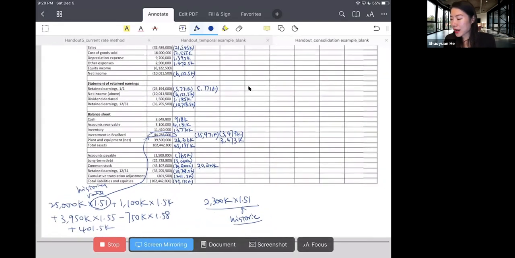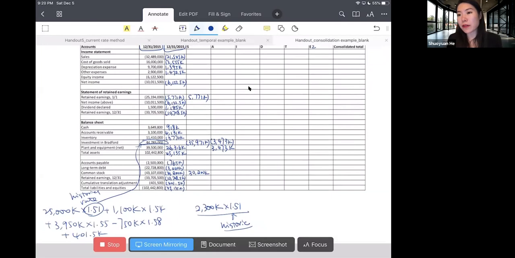So one thing I need to mention, and I'm going to go over it again in a minute, is the reason we're using the historic rate here is because this amount is included in the initial investment. And for the initial investment, we use the historic rate. So if we don't use the historic rate here, your investment account won't go to zero after consolidation. That's why we need to use the historic rate in our consolidation entry A.